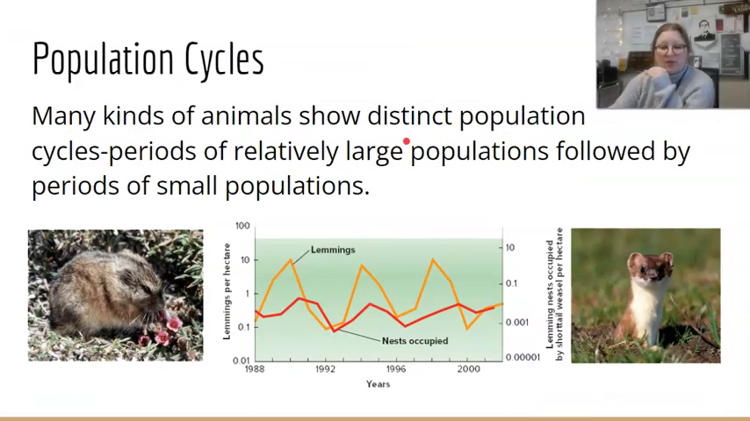And then the last little bit we're going to talk about is population cycles. A lot of animals show a distinct population cycle, which are periods of relatively large populations followed by periods of small populations. So it doesn't necessarily mean one thing or another. It just is a natural back and forth. But maybe this looks just like that R strategist graph that we just looked at.